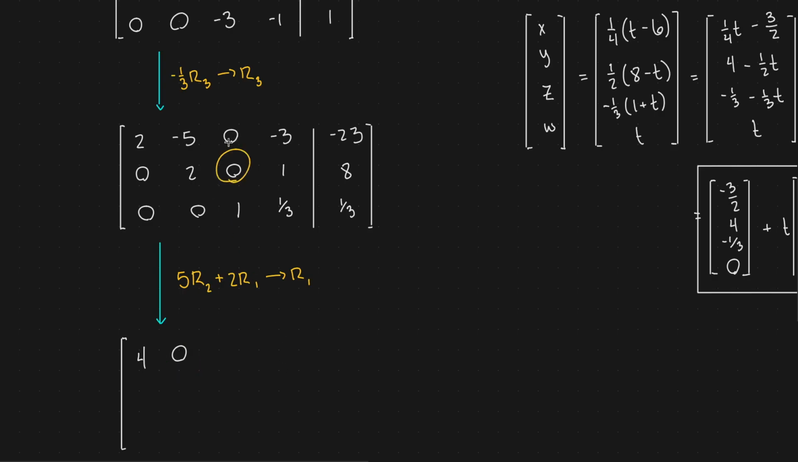Okay, 0 plus 0 is 0. 5 plus negative 6 is negative 1. And 40 plus negative 46 is negative 6. The other rows stay the same. 0, 2, 0, 1, 8 for row 2. 0, 0, 1, 1/3, 1/3 for row 3.